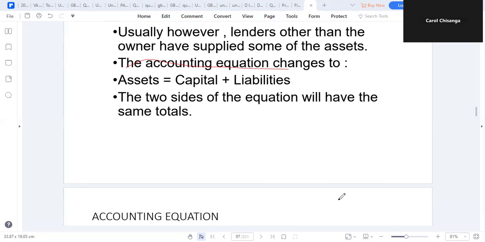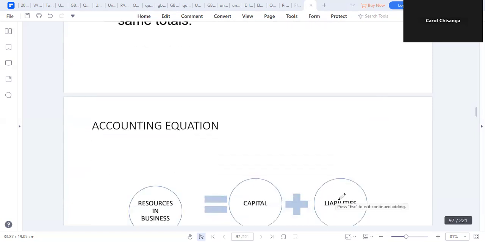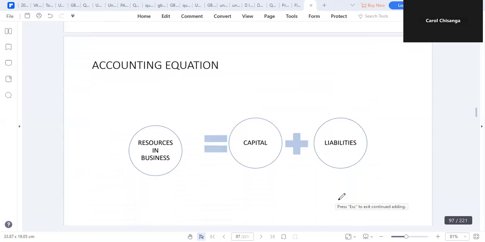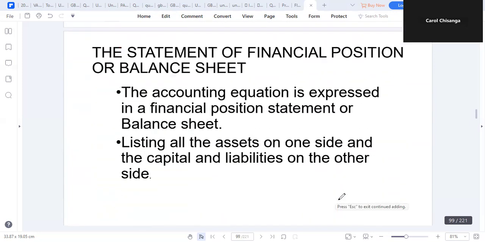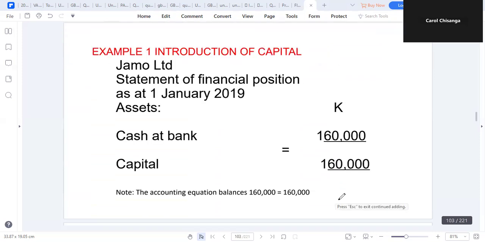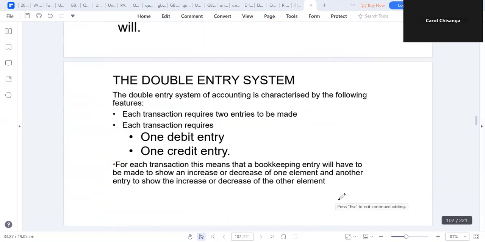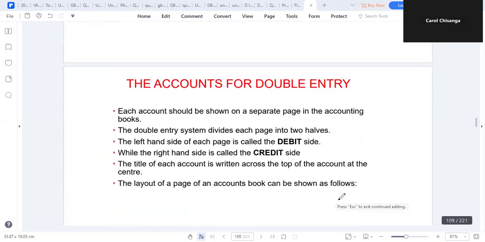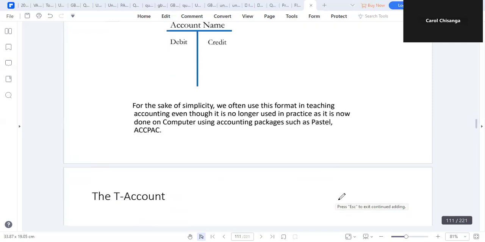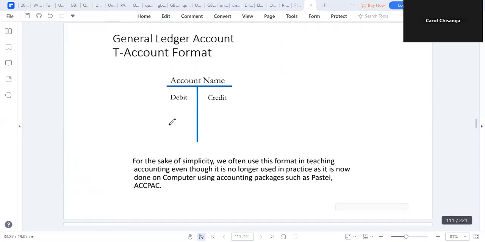Now I will take you through a few transactions that we will need to post in what we call a ledger account. This will be the basis upon which you're going to enter all your accounts. So the T account looks like this. It simply says to debit whatever you're receiving, and you credit whatever you're giving out.